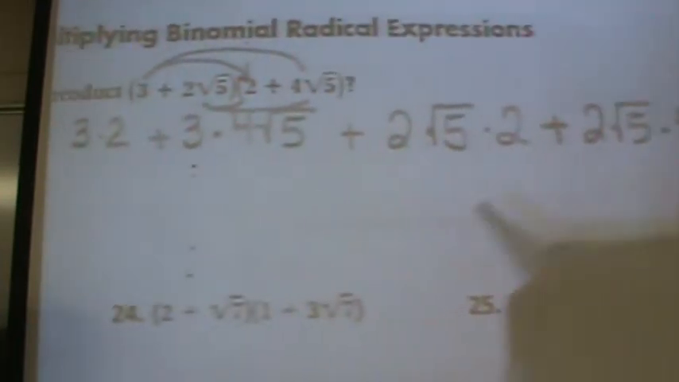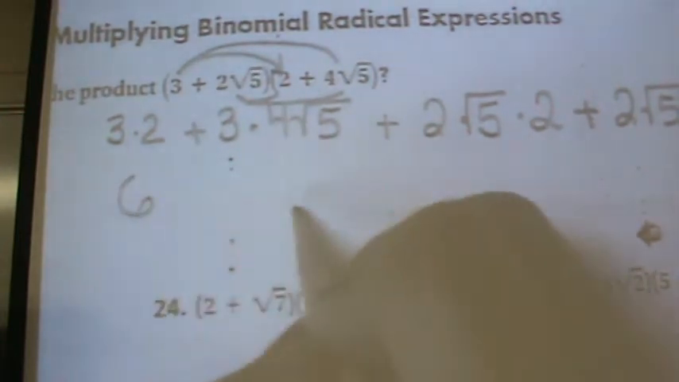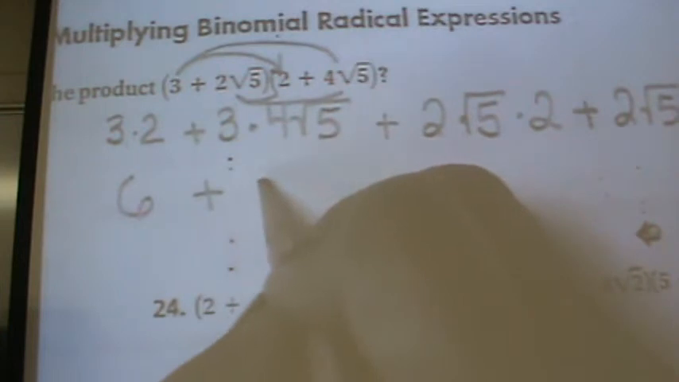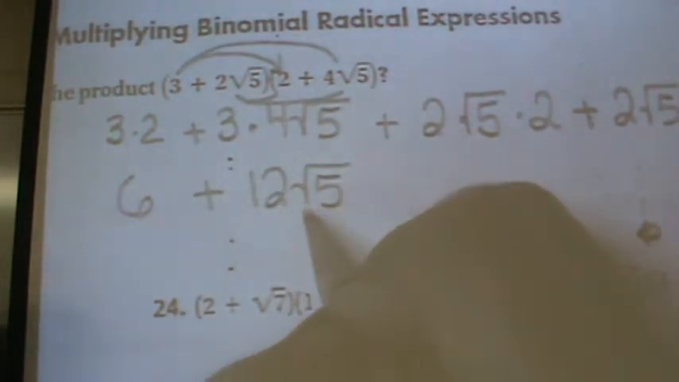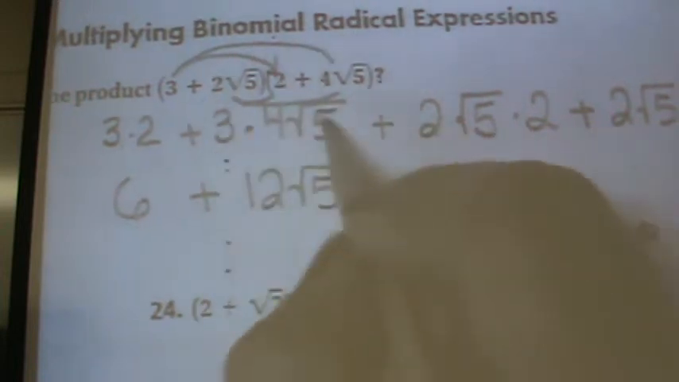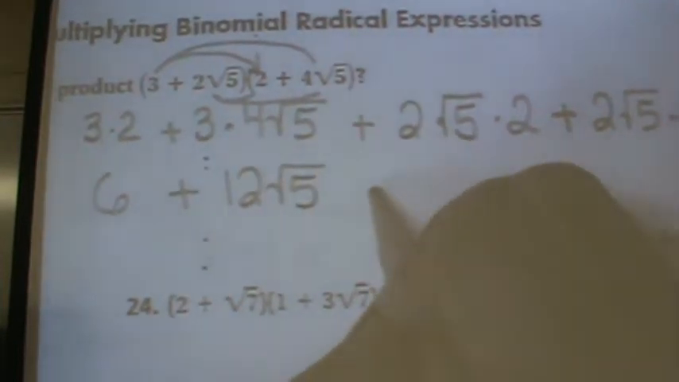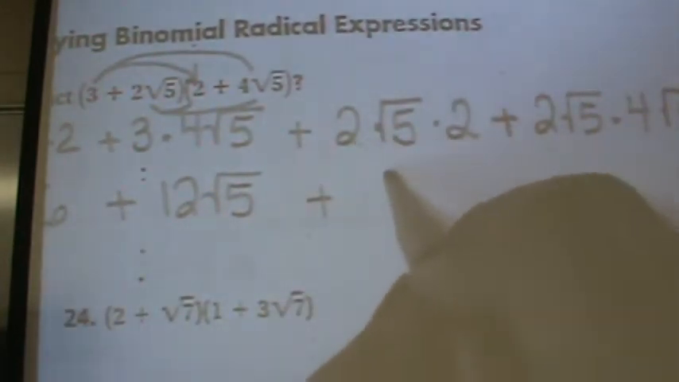Okay, now let's do the multiplying. You said 3 times 2 is 6. What is 3 times 4 root 5? 12 root 5. Yep, and you did this in section 6.1 and 6.2. So again, if you didn't get that down, you gotta be able to do those before you can do 6.3. Okay, anyone know what 2 root 5 times 2 is? 4 root 5.